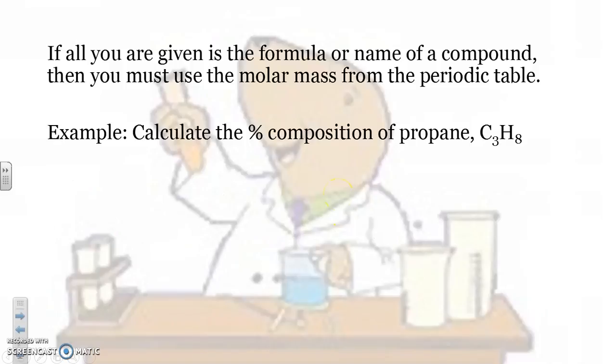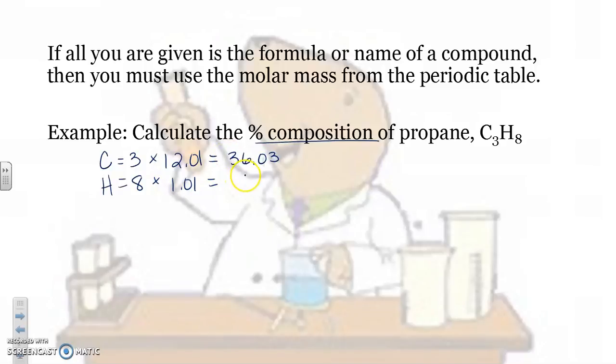All right, if all you're given is the formula or name of a compound, then you must use the molar mass from the periodic table. So here it says calculate the percent composition of propane. So in propane we have carbons and hydrogens. We have 3 carbons and we have 8 hydrogens. Well, each carbon has a mass of 12.01 and each hydrogen has a mass of 1.01. That gives us 36.03 up top and 8.08 at the bottom. Okay, so that's 44.11 grams.